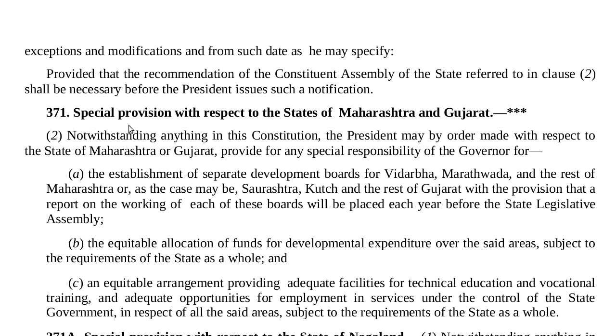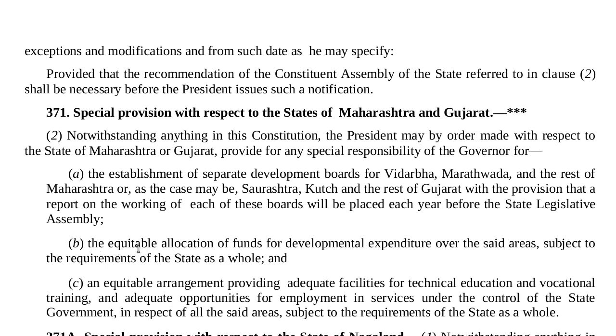Article 371, special provisions with respect to the states of Maharashtra and Gujarat. Notwithstanding anything in this constitution, the President may by order made with respect to the state of Maharashtra or Gujarat provide for any special responsibility of the governor for: A. The establishment of separate development boards for Vidarbha, Marathwada and the rest of Maharashtra, or, as the case may be, Saurashtra, Kutch and the rest of Gujarat, with the provision that the report on the working of each of these boards will be placed each year before the State Legislative Assembly.